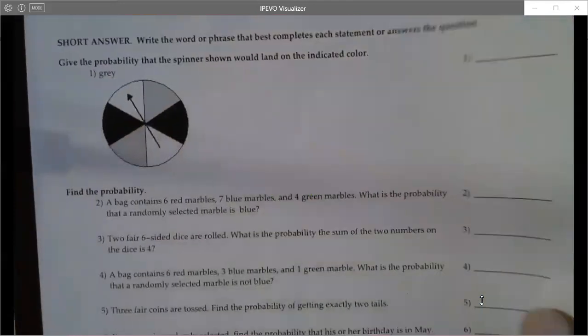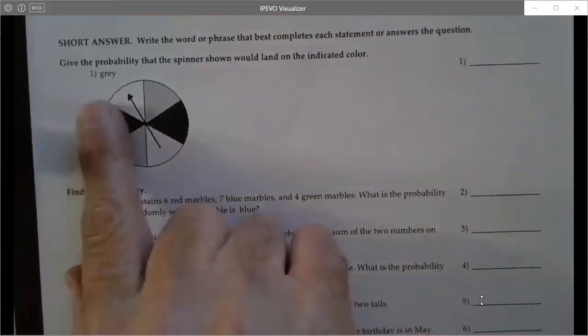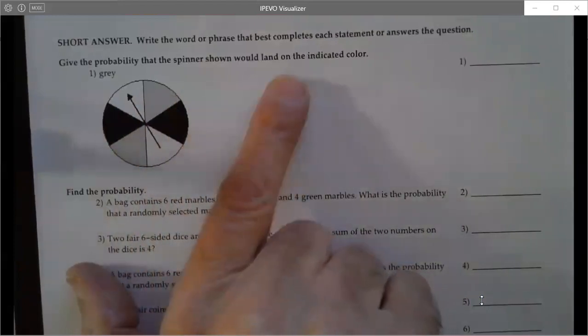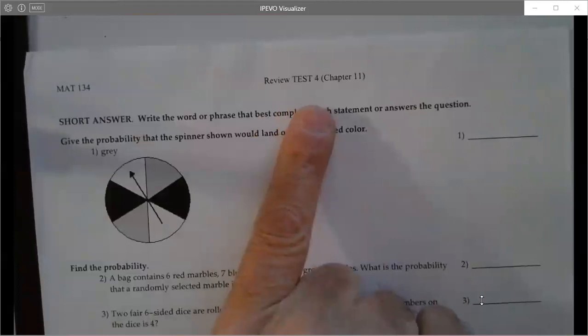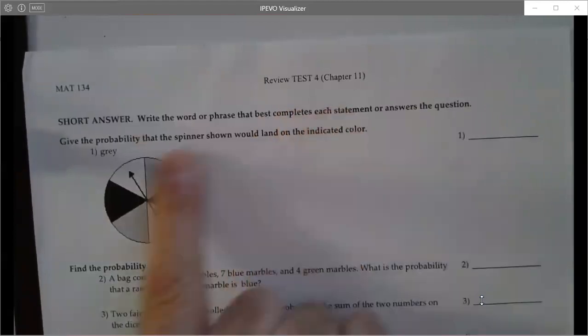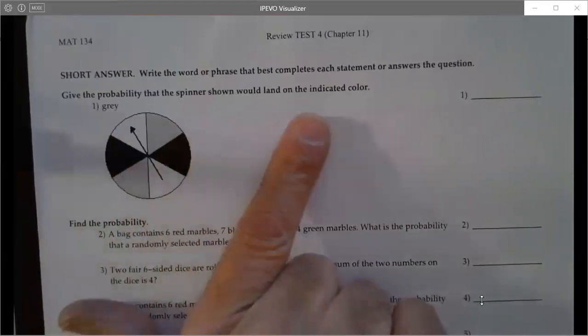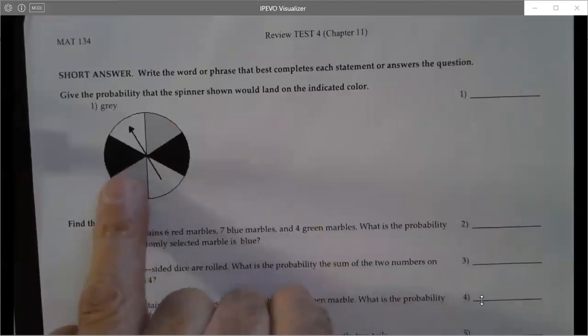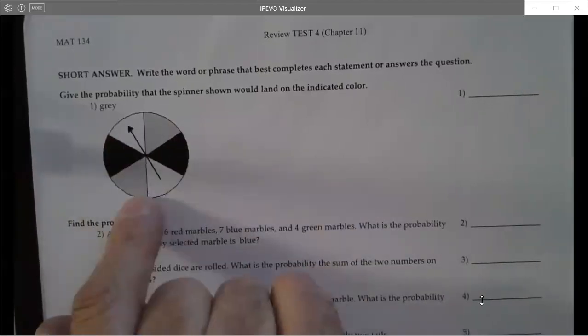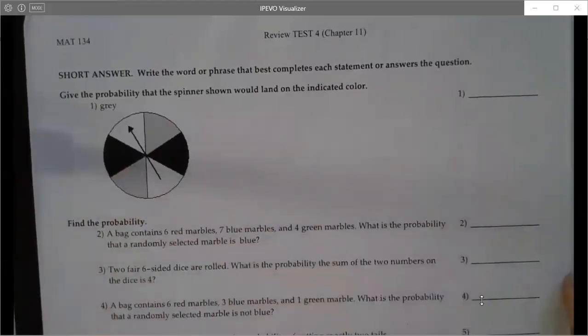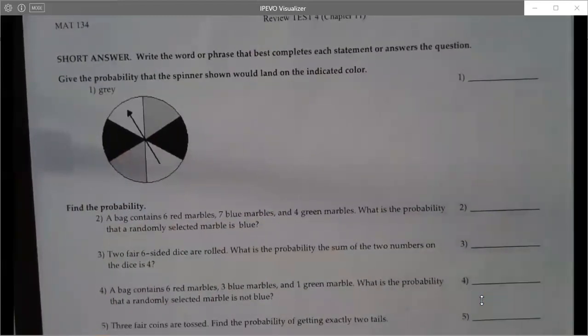So this is the review for test 4, chapter 11. Give the probability that the spinner shown would land on the indicated color. It says gray, so you want the probability that it would land on gray. Do we need to go over that? Yeah, would it be 2 out of 6?